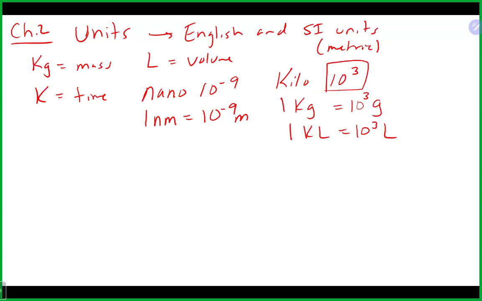Now, when we look at these, remember that when we do see 10 to the minus 9 or 10 to the 3, that is really 1 times 10 to the 3, which is scientific notation. And we did talk about, obviously, in that chapter, scientific notation.